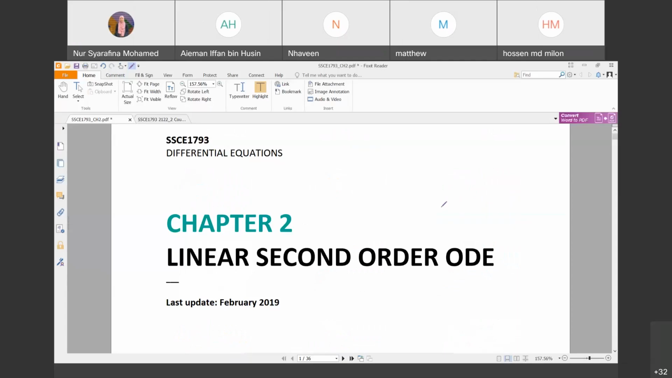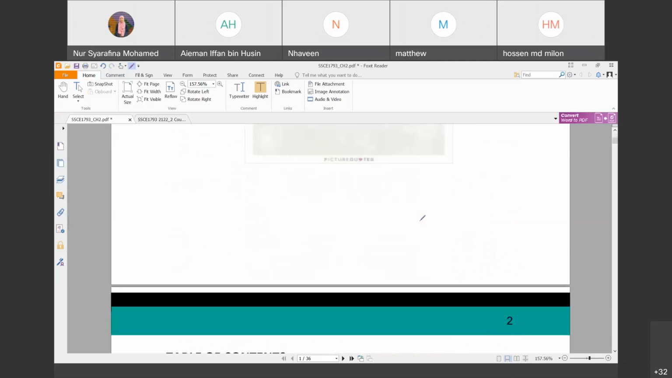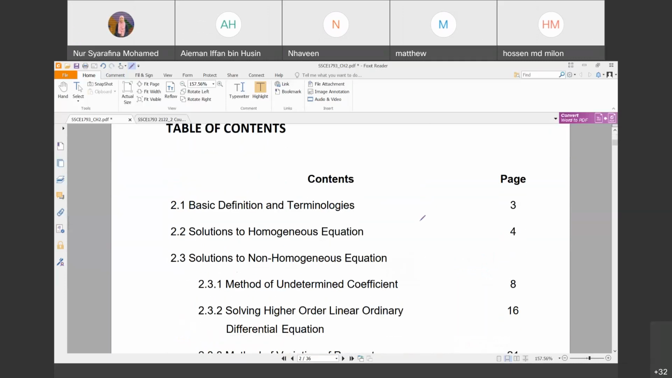So now we are in our chapter 2 already, which is linear second order differential equation, right? We have done with first order differential equation, but for chapter 2 here, we proceed with linear second order differential equation, all right? Okay, so now let's take a look at the contents for this chapter.